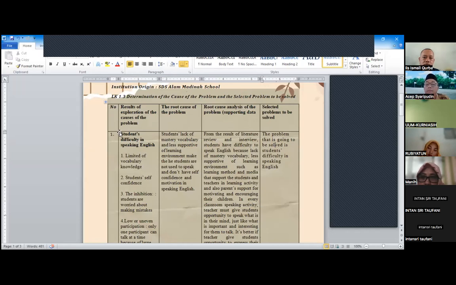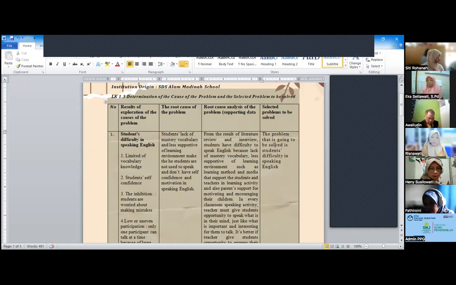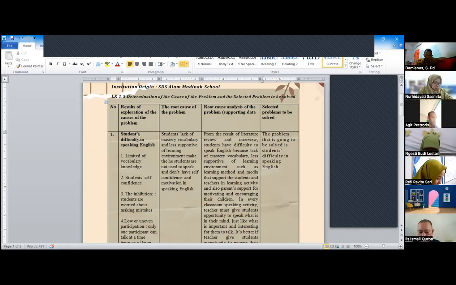I have implemented that actually, but if I ask the students to speak English, they just stay silent and there is no feedback. So I want feedback from my students speaking in English. No response. That's why I want to make them speak up.